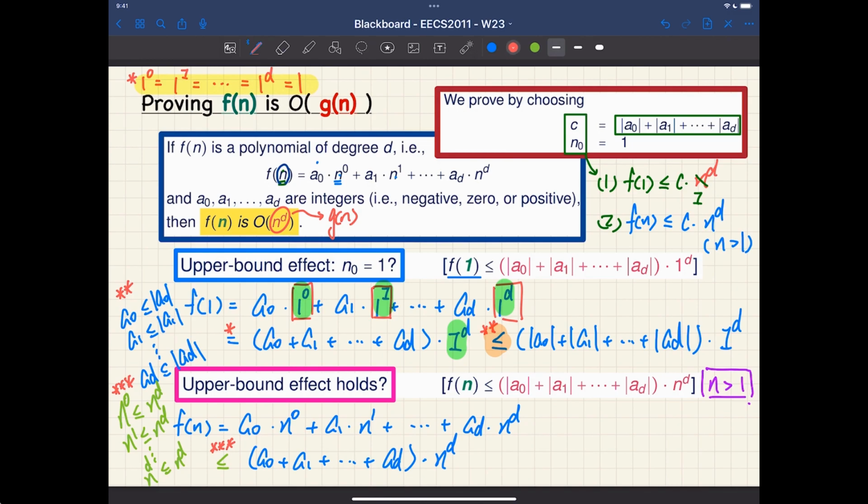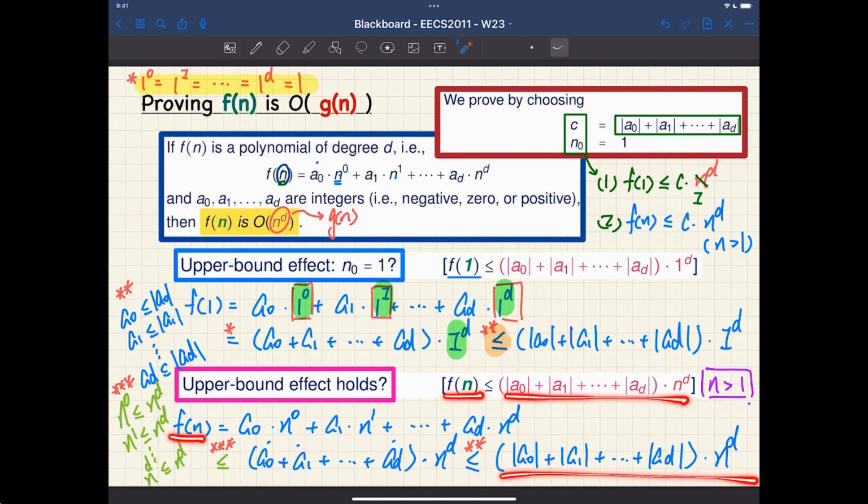And we can use a similar idea as before. This guy here is also guaranteed to be smaller than or equal to when you put all the multiplicative constants in the absolute value. So this one here is just reusing this part over here that we did before. So what we got is the absolute value of a0 plus a1 plus all the way to ad, multiplied by n to the power of d. We started with this here, ended with this over here, and we argue about less than or equal to. That's important.